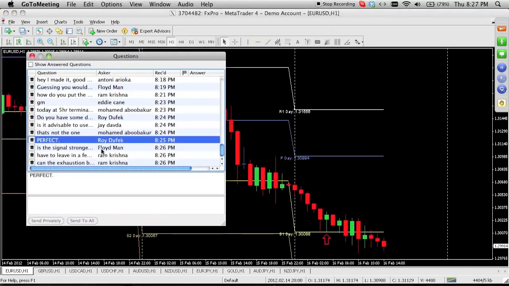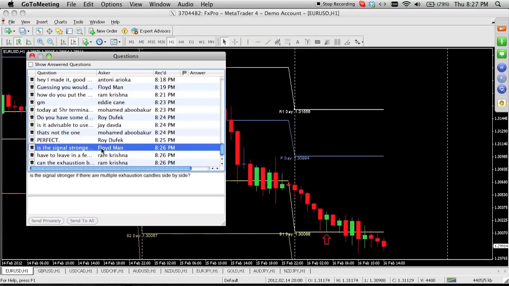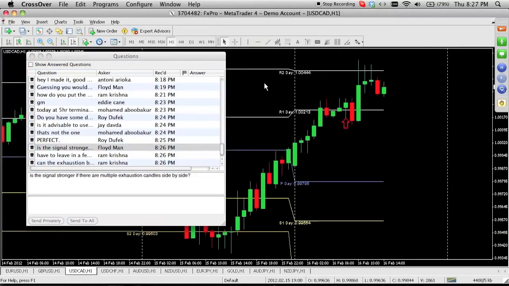Okay, Royce is perfect. Floyd, is the signal strong? Is the signal stronger if there are multiple exhaustion candles side by side? Yes, yes, yes. Take a look at US dollar CAD today.